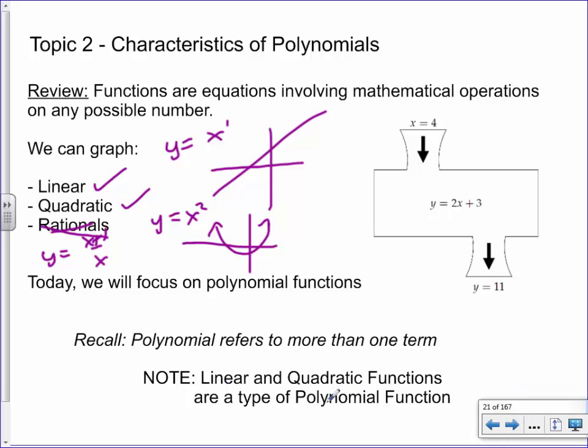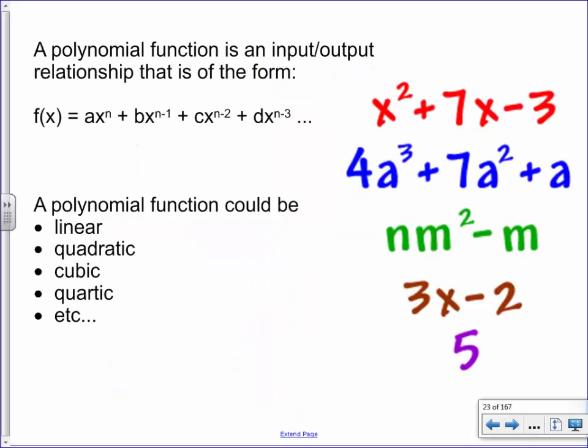Okay, quick note here. Linears and quadratics are considered polynomials. We're just now going to add to the list. So let's do some examples. Linear is like x to the power of 1. Quadratic, x to the power of 2. So in case you're wondering what the terminology is, cubic is x to the power of 3. Quartic is x to the power of 4. And if we ever get that high, I think 5 is quintic.